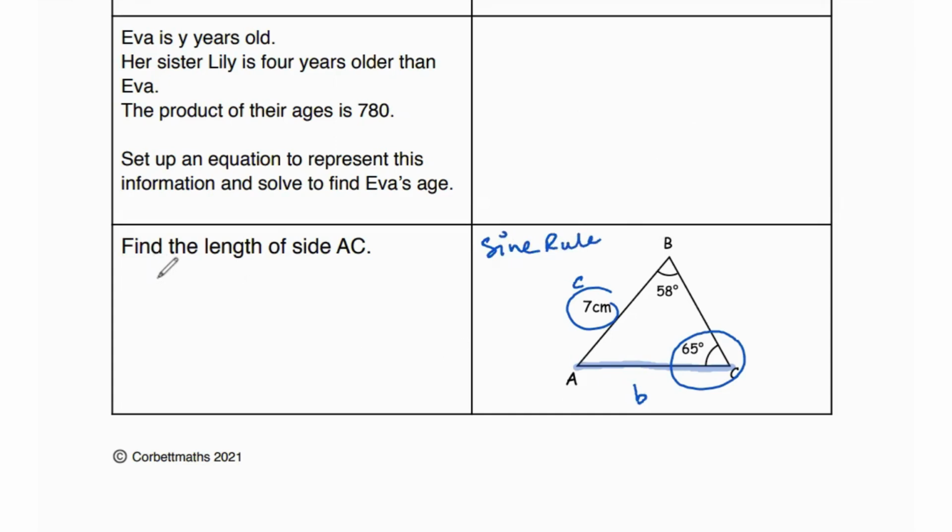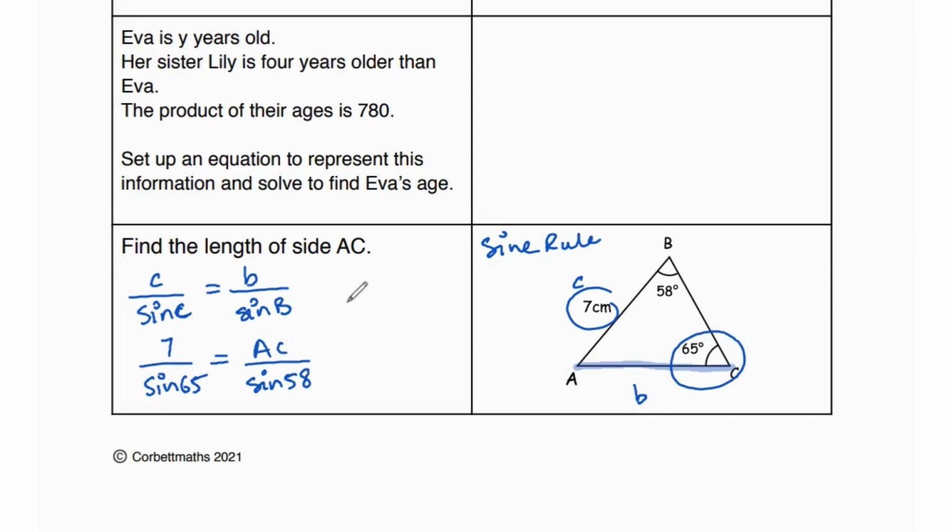So our equation is going to be C over sine of angle C equals B over sine of angle B. So if we substitute the values, it's going to be 7 over sine of 65 equals AC over sine of 58. So make AC the subject. So we have 7 times sine of 58 over sine of 65. So when you solve that, what you should be getting is 6.55 centimeters as the length of AC. That is your answer.